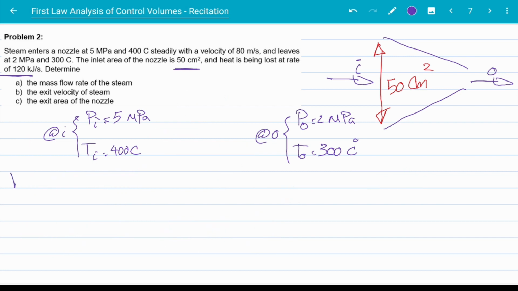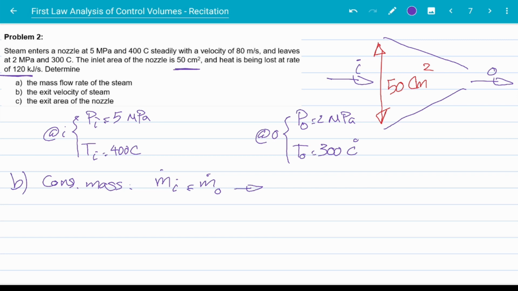Okay, for part B, we are asked to find the exit velocity of steam. Now, the first equation that comes to mind is the conservation of mass, right? So let's write it. We know that whatever is coming in is equal to whatever is going out because it's a steady flow and a single stream steady flow. Now write it down in the equation form.